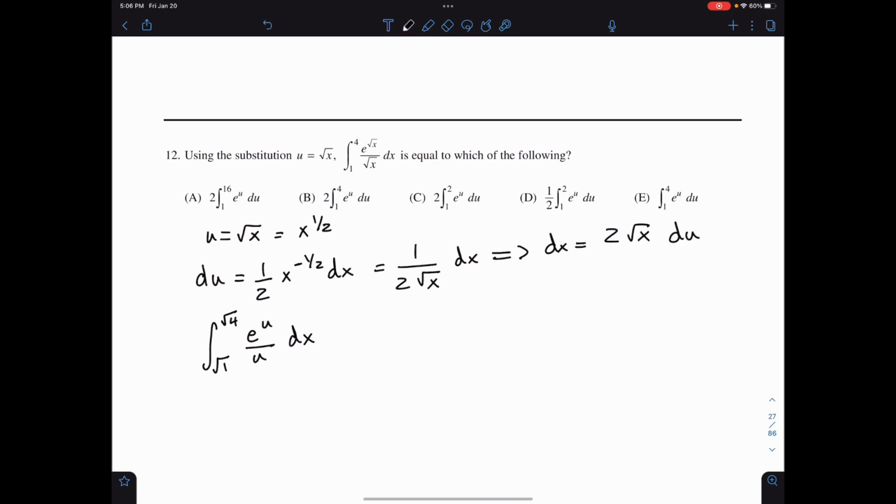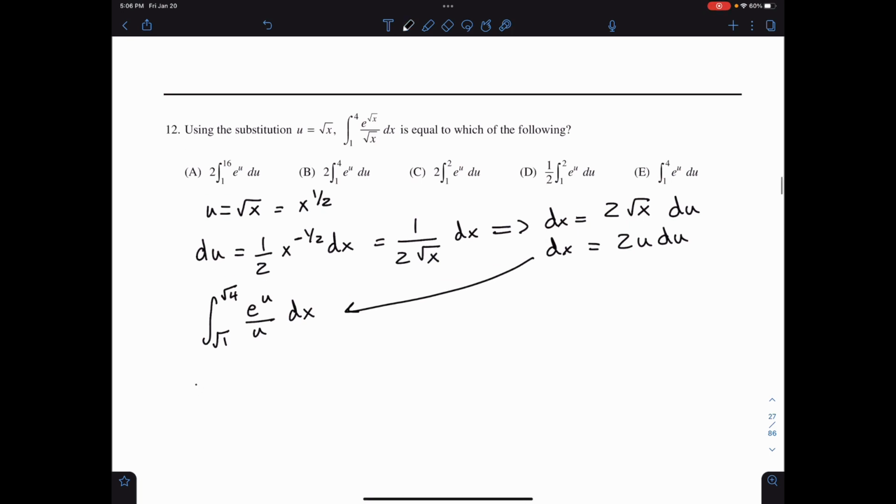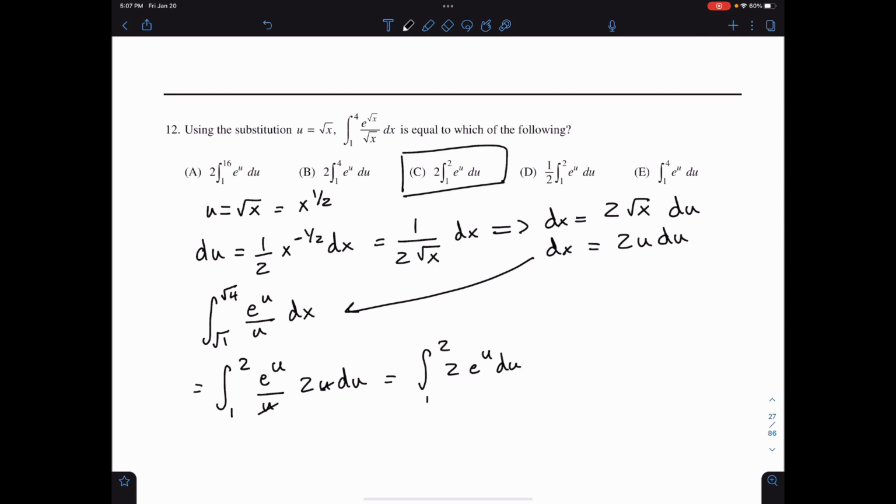And I want to get rid of all these x's. So we know that u here is equal to the square root of x. So we're going to say that dx is equal to 2u du. So now that I have this, I can plug this dx in here. So I get the integral from 1 to 2 of e to the u over u times 2u du. And if I simplify this, the u's cancel, and I get the integral from 1 to 2 of 2 e to the u du, which is equal to c. So the answer here is c.